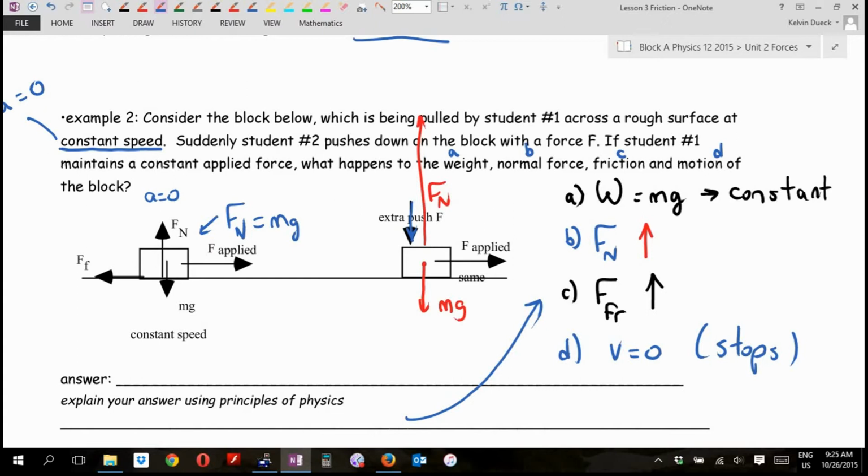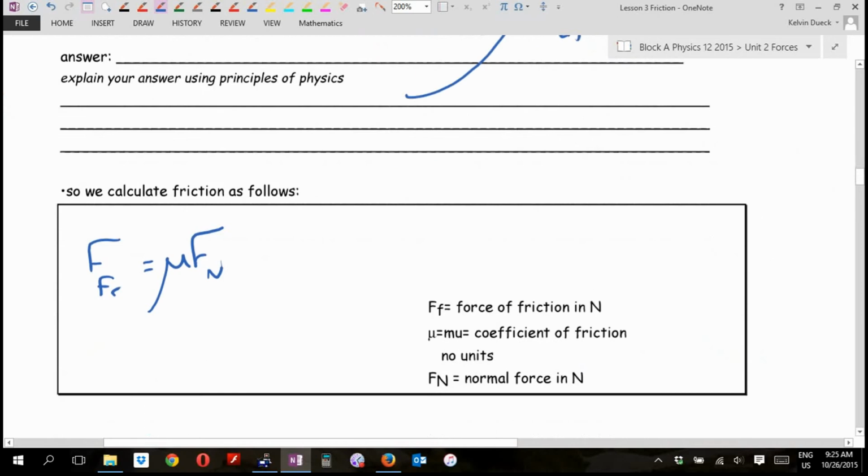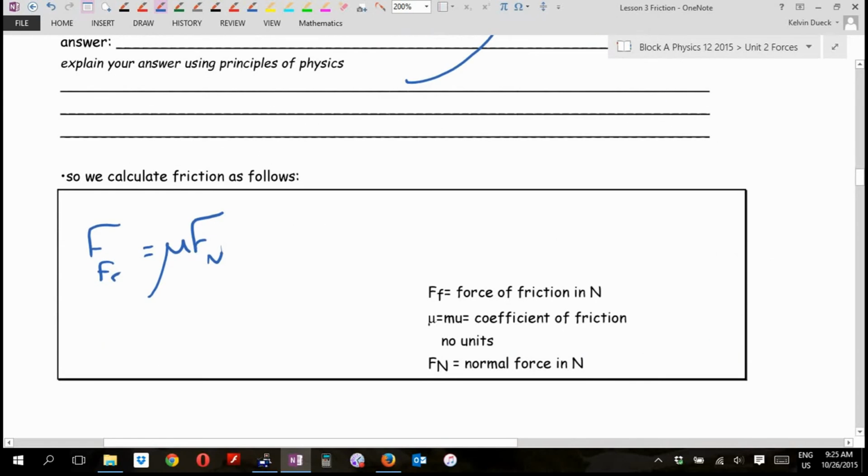Normal force. Okay? So we calculate friction as follows. Friction is what times what? Mu times the normal force. Friction is what times what? Mu times the normal force. Friction is what times what, Lewis?